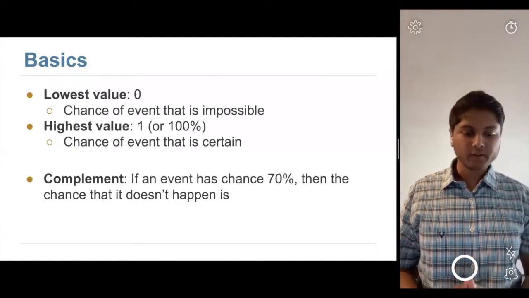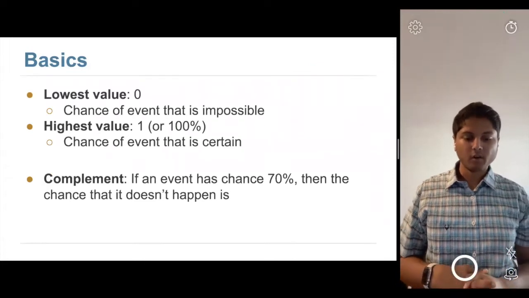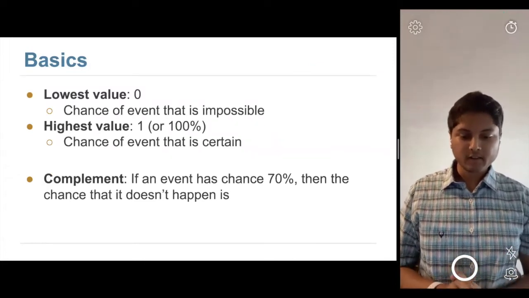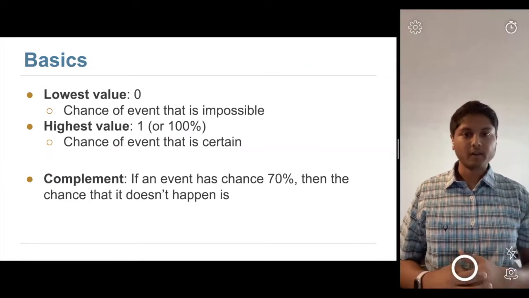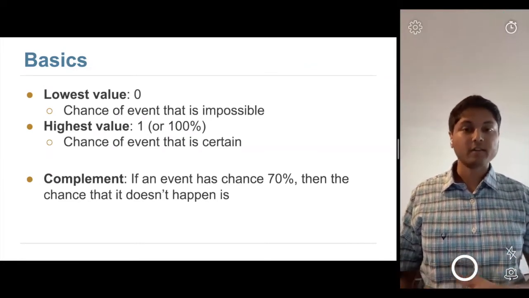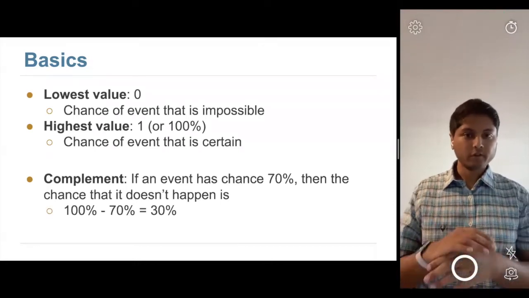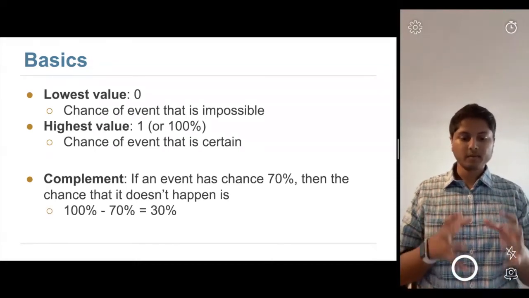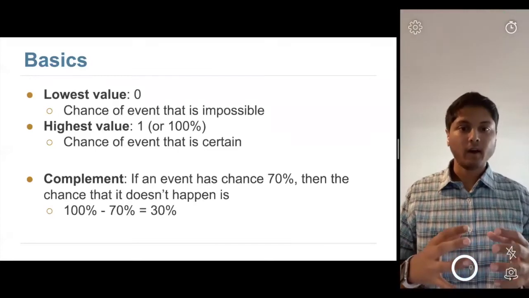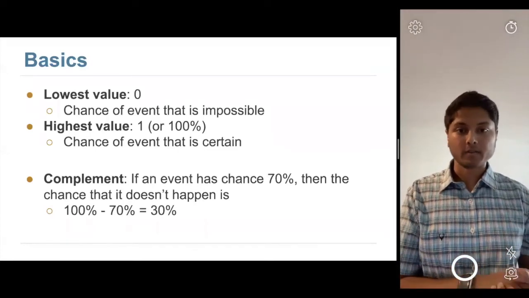And then we also have complements. So if an event has, let's say, a 70% chance of happening, then the chance it doesn't happen is going to be 1 minus 70%. This is true for any event. If you have some event you're thinking about, the chance of it not happening should be 1 minus the chance of it happening.